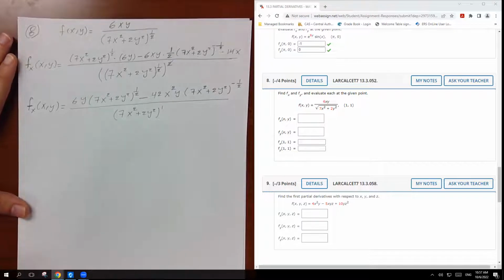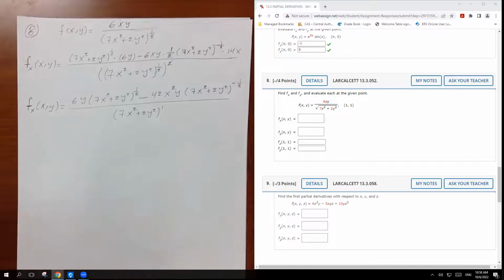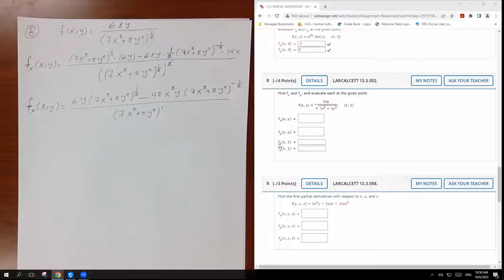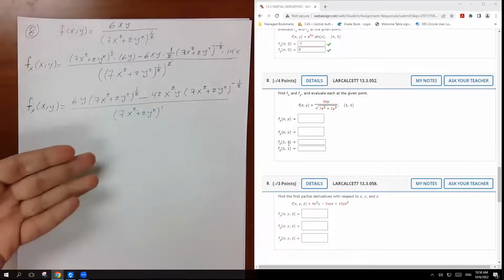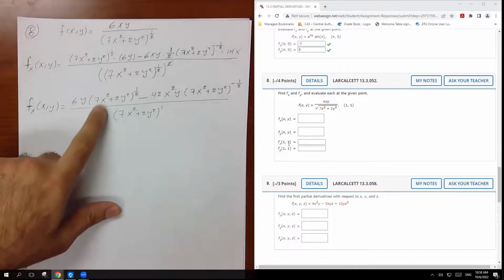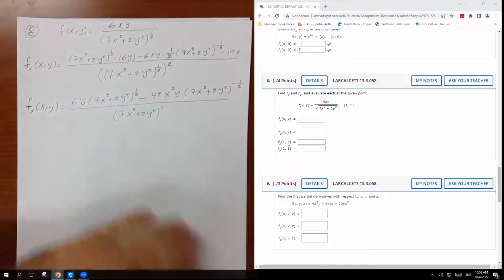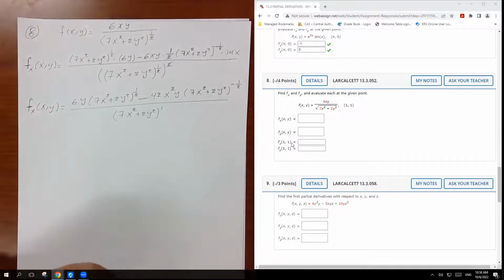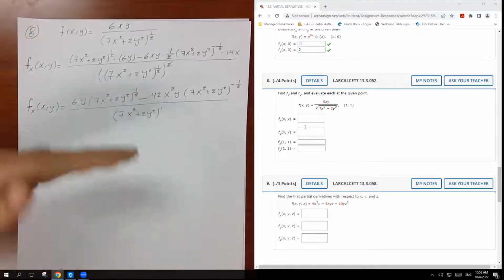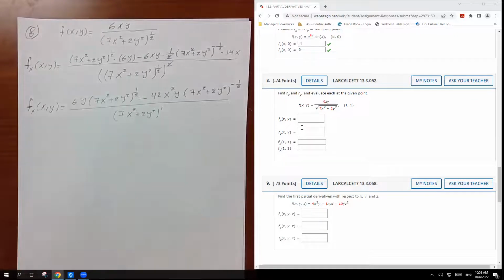Now let's look. Can we simplify it more? This is the derivative, okay? So the first thing, when they ask you to find f_x(1,1), you can use this one. You're going to plug in x = 1, y = 1, and then simplify everything. You're going to get a number. But now let's look, can we simplify this one? Let's try to simplify it more.